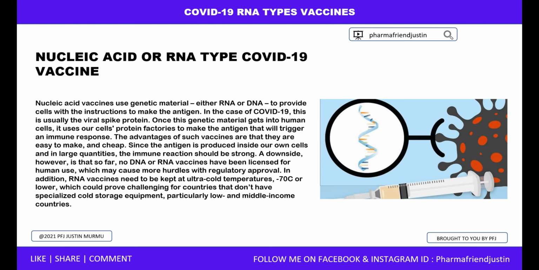A downside, however, is that so far no DNA or RNA vaccine has been licensed for human use, which may cause more hurdles with regulatory approval. Additionally, RNA vaccines need to be kept at ultra-cold temperature, -70 degrees Celsius or lower, which could prove challenging for countries that don't have specialized cold storage equipment, particularly low and middle income countries.